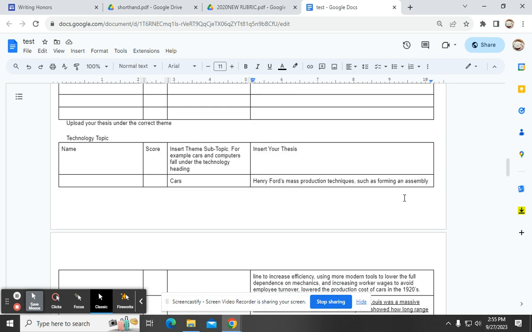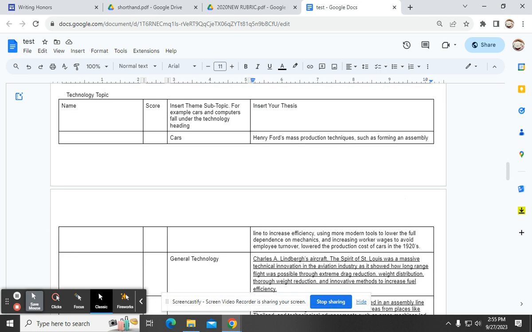Got some of those. I want to get something different. "Henry Ford's mass production techniques." Such as, like what? What exactly are those techniques? All right, well, they have forming an assembly line. I would have gotten rid of that comma and just put, "Henry Ford's mass production techniques, such as forming an assembly line to increase efficiency."